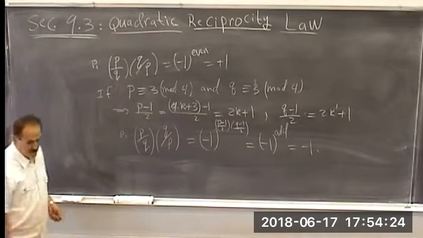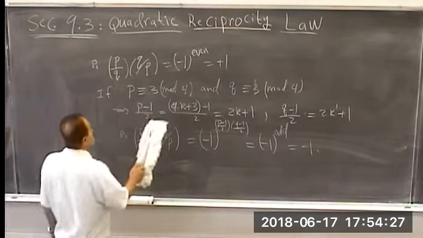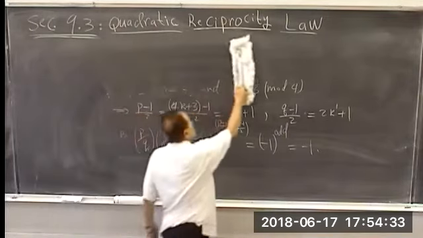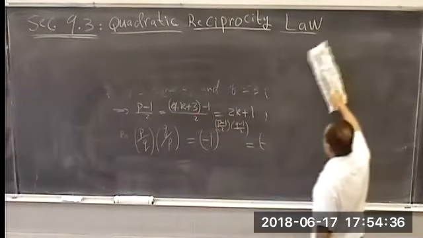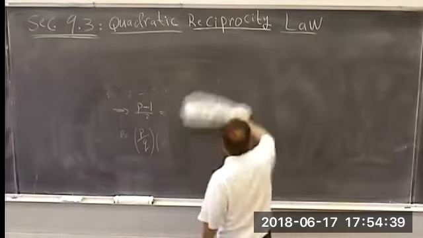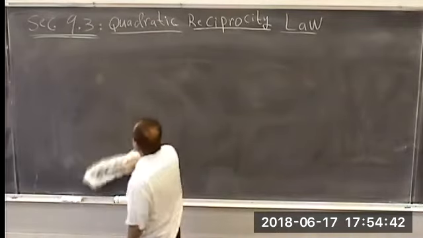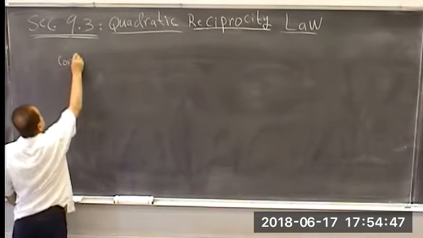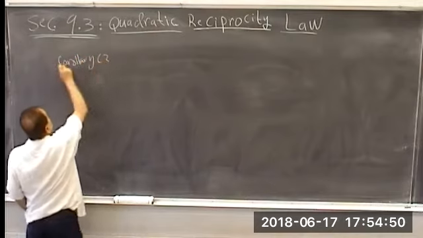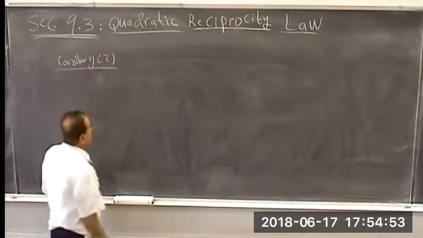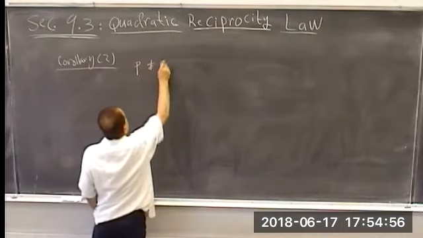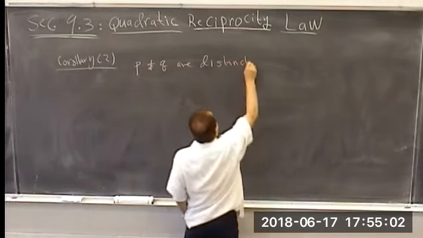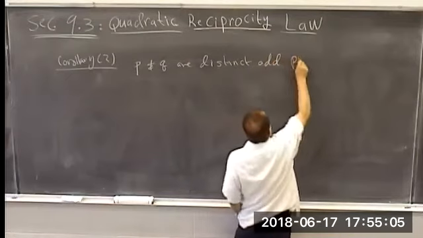Another corollary of this corollary, actually, where we could express one of these Legendre symbols in terms of the other. That's the one we're going to use most often. So this is the corollary to the same assumptions: P and Q are distinct odd primes.